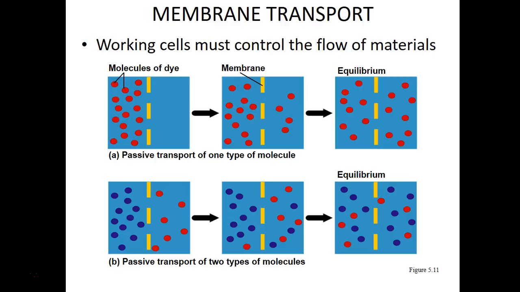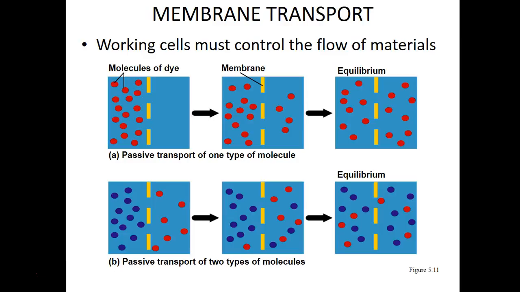Working cells have to control the flow of materials from one side to the other. Passive transport occurs through the process of diffusion. Diffusion is the movement of particles from a higher concentration to a lower concentration. So in panel A, this is passive transport of a single type of red dye molecule across a membrane. The molecules of dye move from the left-hand side to the right-hand side until they reach equilibrium.